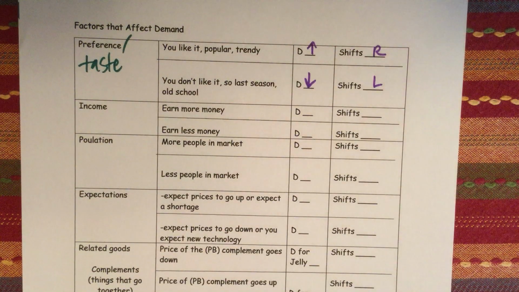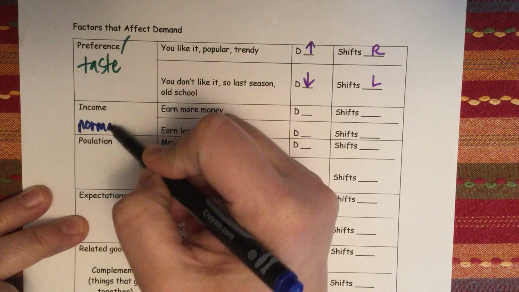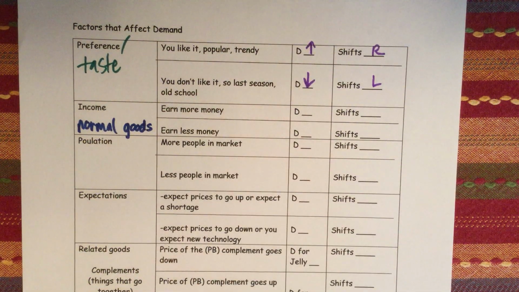Okay, so for your income, this is true for normal goods. Normal goods are things that we buy on a regular basis. When you earn more money, any money that we use for the demand of goods and services is called disposable income. Disposable income is the amount of money that you have after you have paid your taxes. So taxes do affect the amount of disposable income that you have available to you.